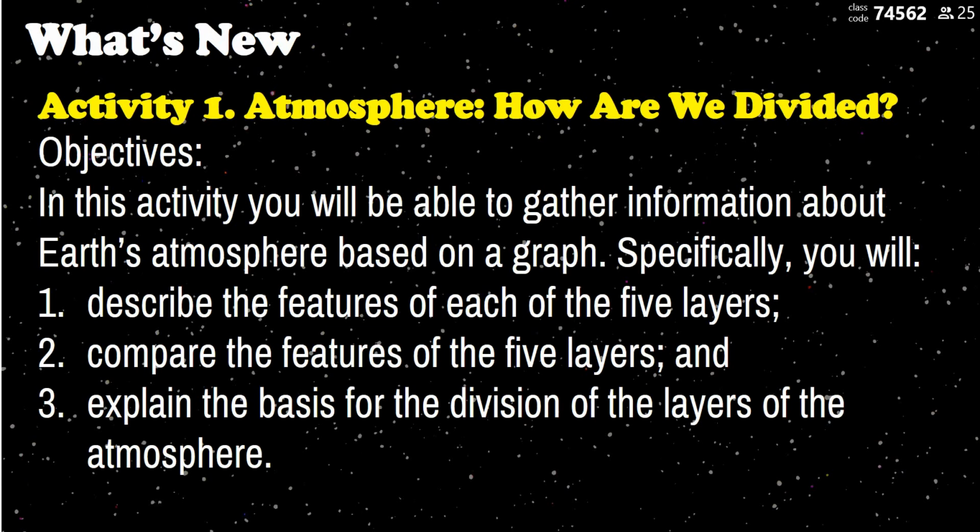Objectives. In this activity, you will be able to gather information about Earth's atmosphere based on a graph. Specifically, you will describe the features of each of the 5 layers, compare the features of 5 layers, and explain the basis for the division of the layers of the atmosphere.